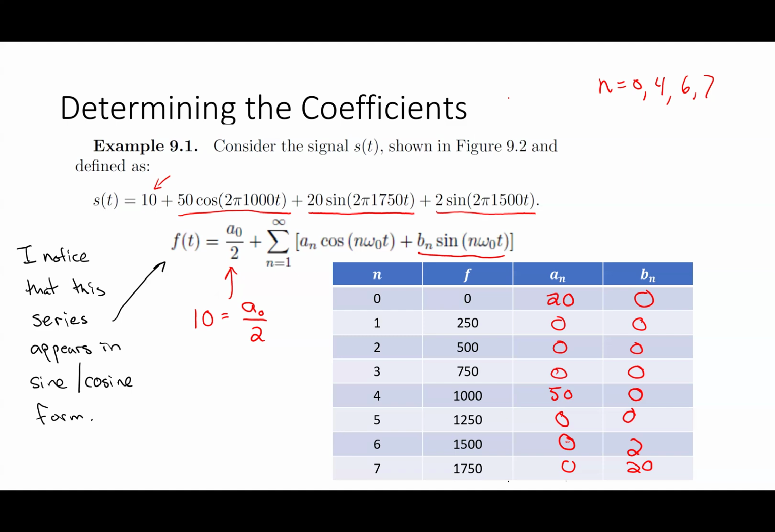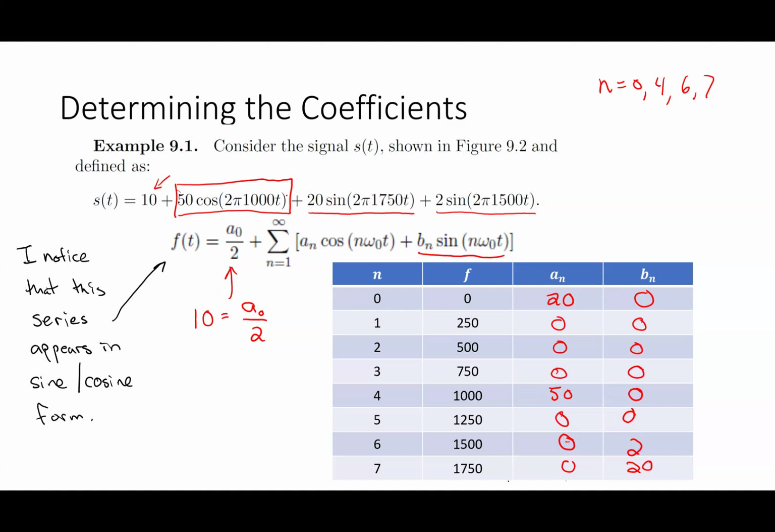I don't have a 500. I don't have a 750. We showed that the first term we have is a fourth harmonic. If I look at the fourth harmonic here, the fourth harmonic is this guy. It's a cosine term.